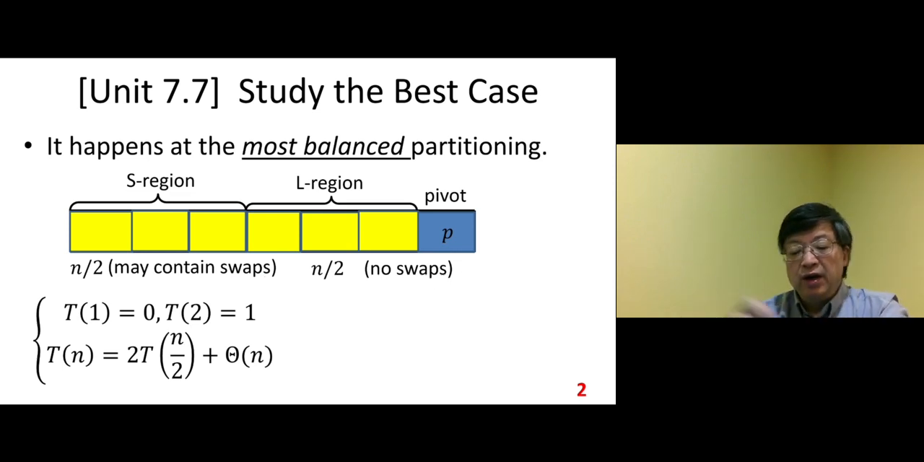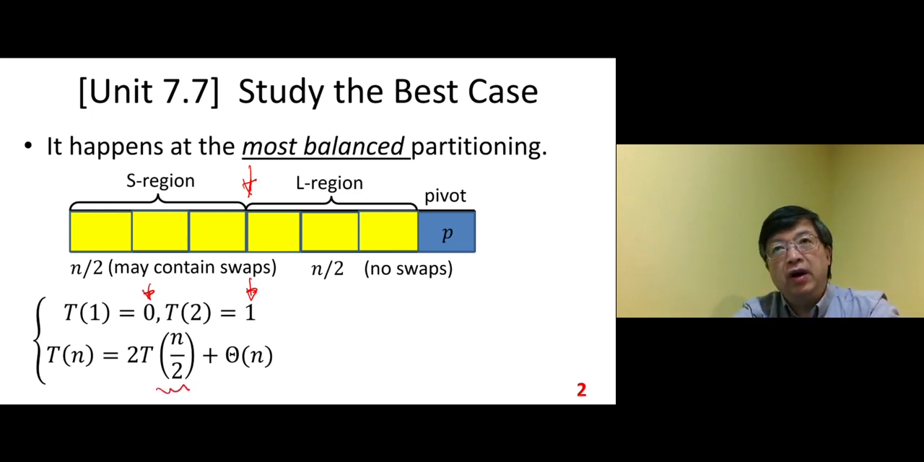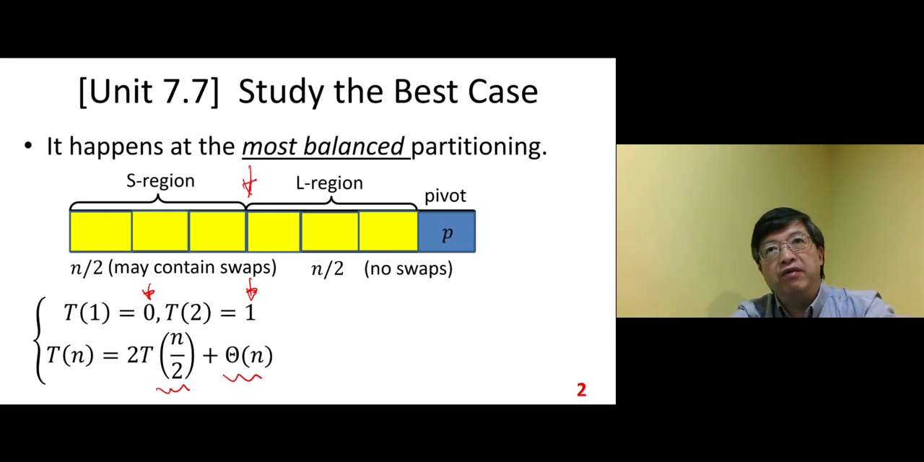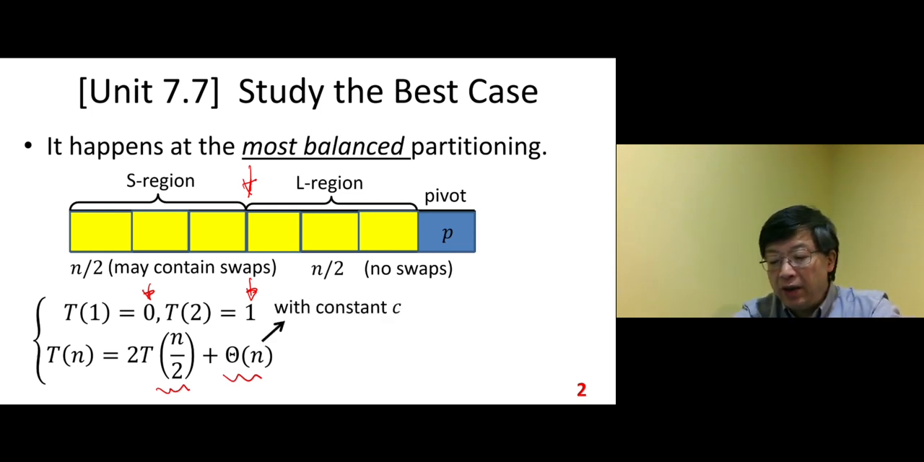Here you can see for the base cases, when you have one element, no comparison is needed. When you have two elements, you only need one comparison. Then you split the problem size approximately, so here approximately 1/2 of the original problem size. And in order to do the partition, you need to pay this cost, big theta of n. Or in other words, we need to use some constant function c times n here.